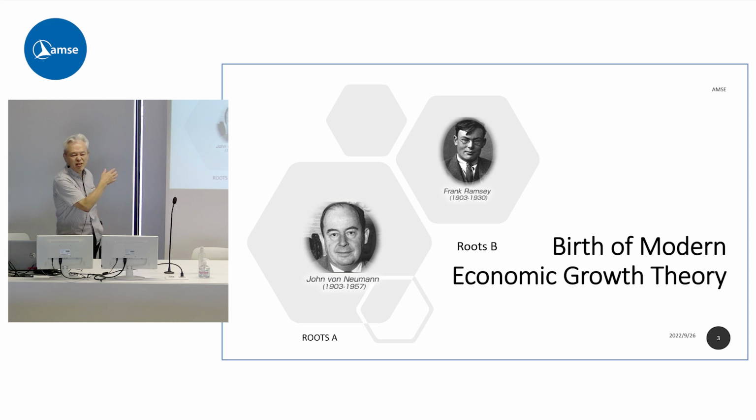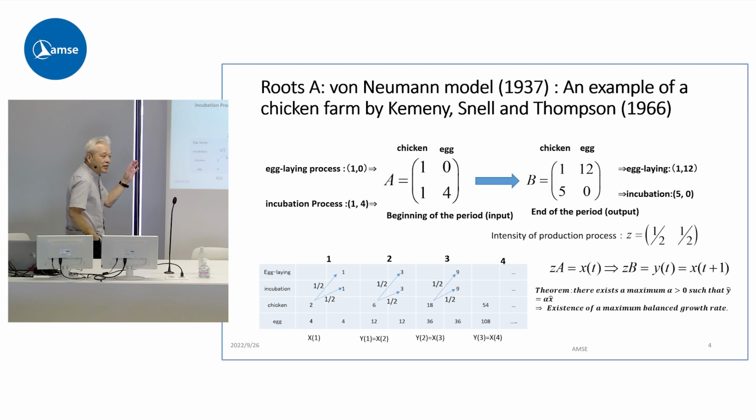Okay, so we go first to root A. We actually have two very different roots; modern growth theory started from two completely different roots. So first, let's go to root A, John von Neumann's model, this one. Young people have never seen this kind of model before.